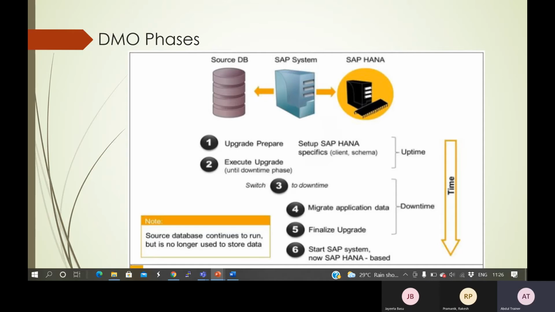If you see the phases, we all know about them if you have worked on the SUM. For the DMO, we have a separate SUM. So we get two SUMs: one is a simple SUM, and another is the SUM for DMO. So we have to download the SUM for the DMO.